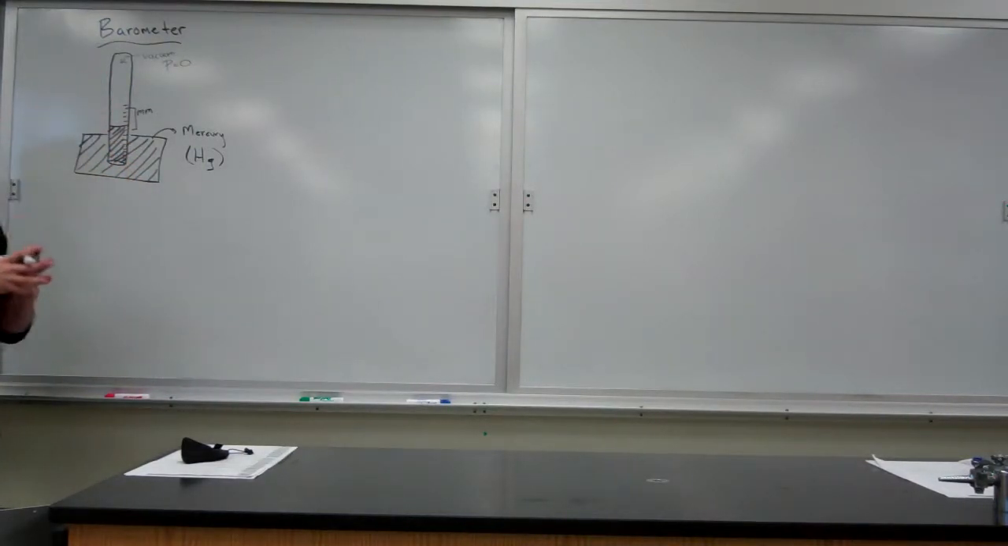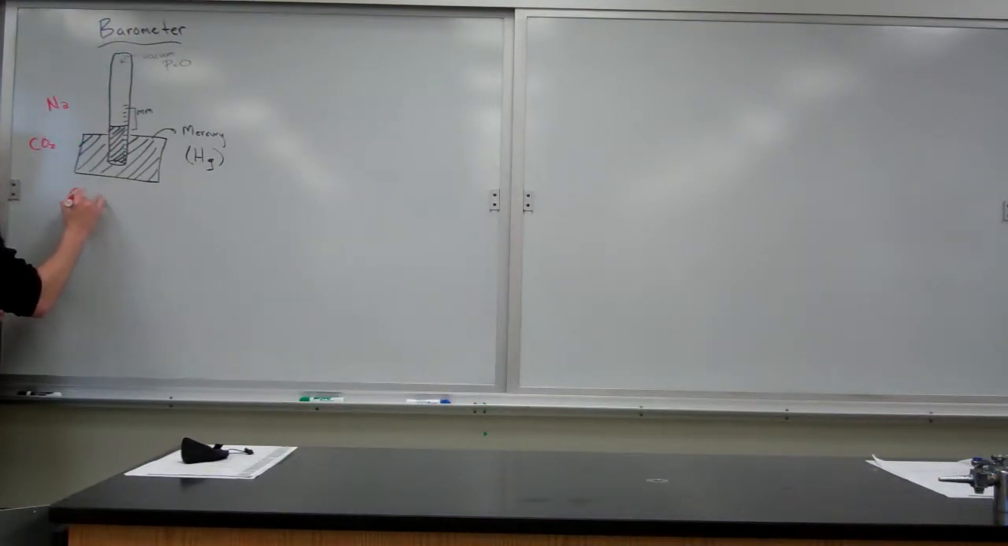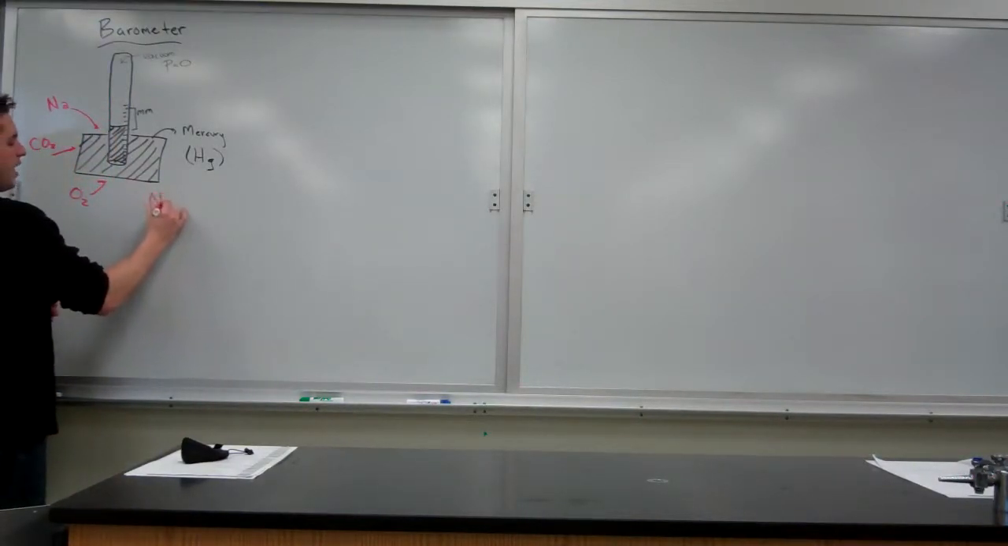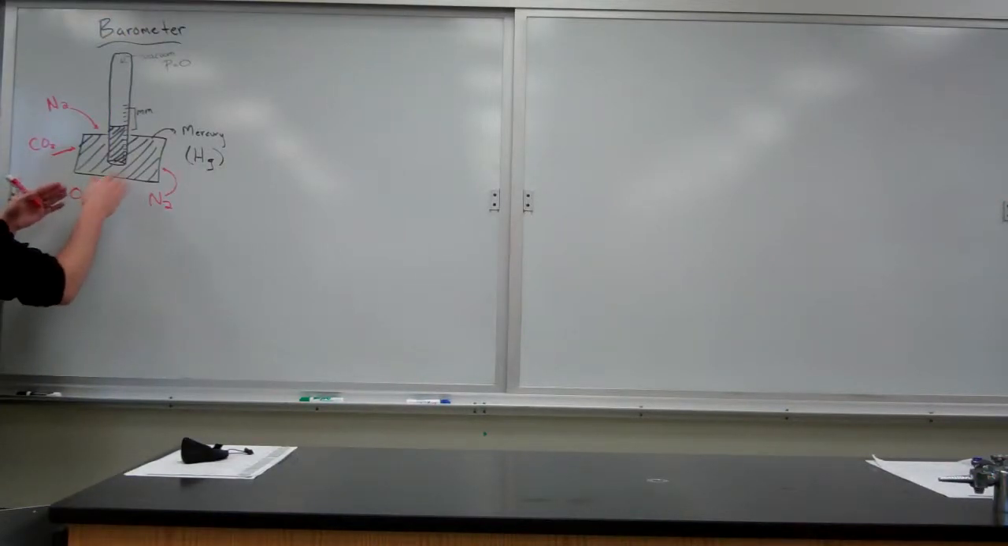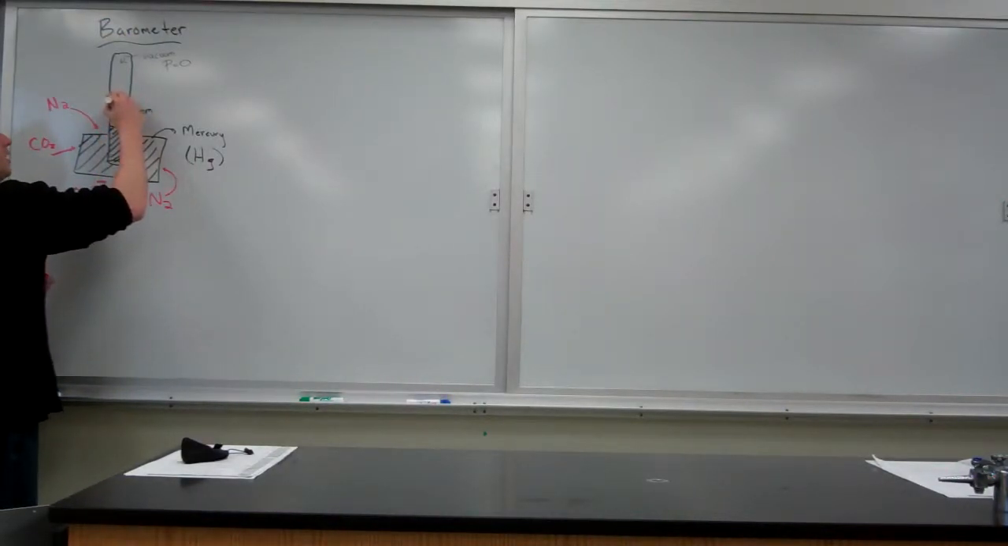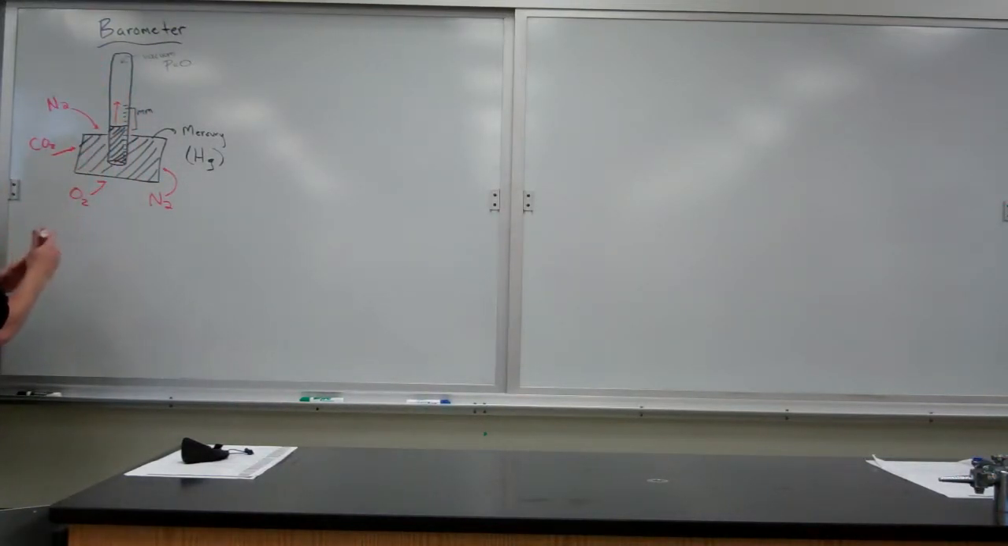There is no pressure inside, so there are no molecules to push back on the surface of the liquid. However, outside of the barometer, you have a bunch of molecules that are in the air. For instance, nitrogen, carbon dioxide, oxygen. These molecules all will strike the surface of the liquid, and the more molecules that there are in the air, the more they push on the liquid mercury, it would move up the tube to a higher level. We would get a greater pressure.